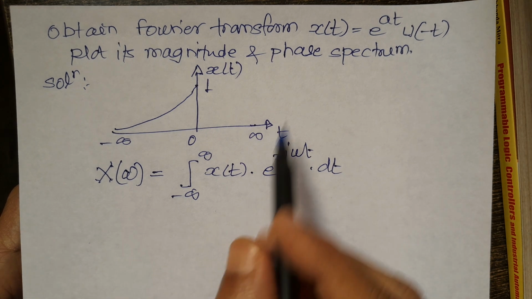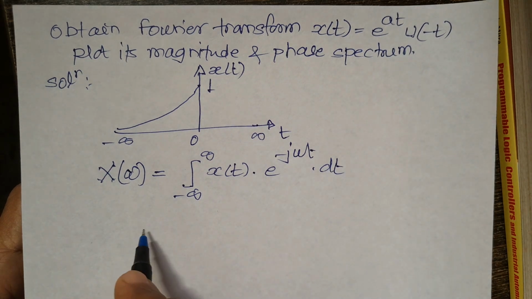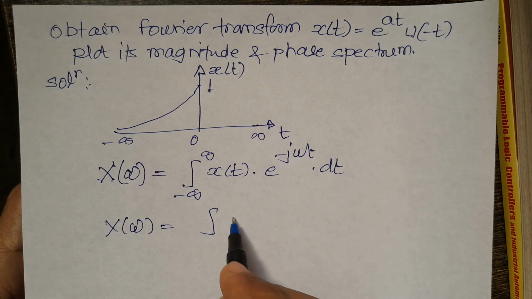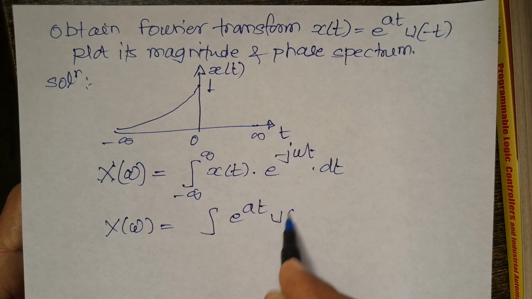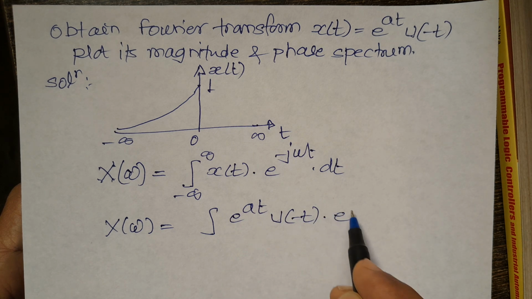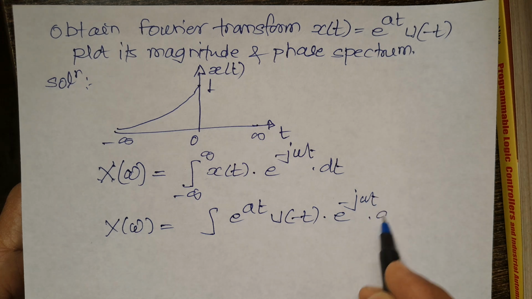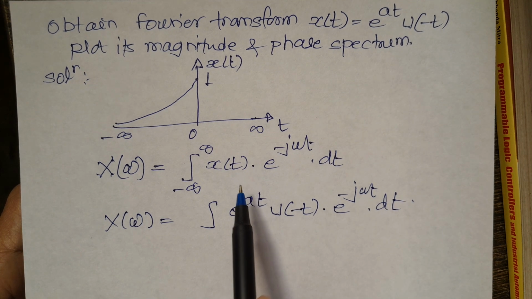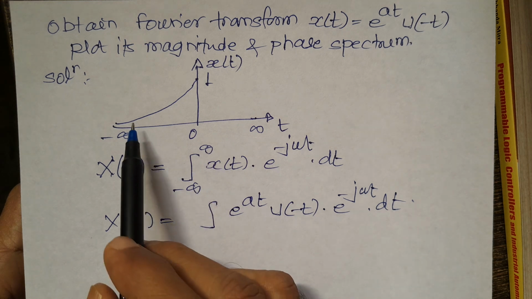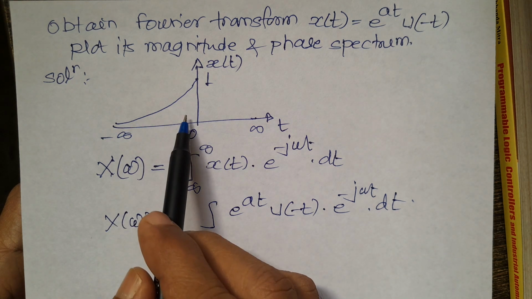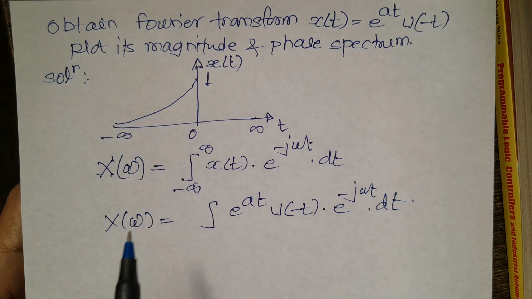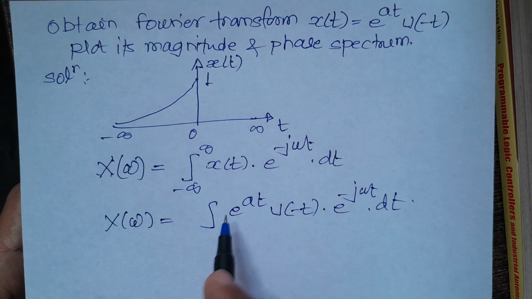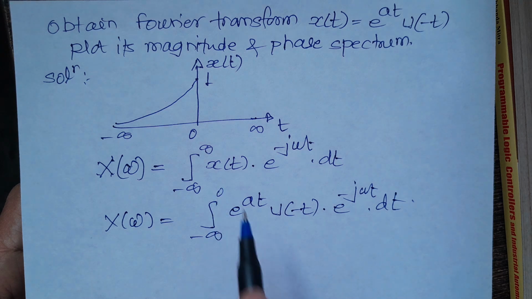Now we have to put this x(t) value here. So X(omega) is equal to the integral of e^(at) u(-t) into e^(-j omega t) dt. Now see the limit we have to change here, minus infinity to infinity. Your function is exponentially rising only on this side, the left half of the s plane. So our limit changes to minus infinity to 0.